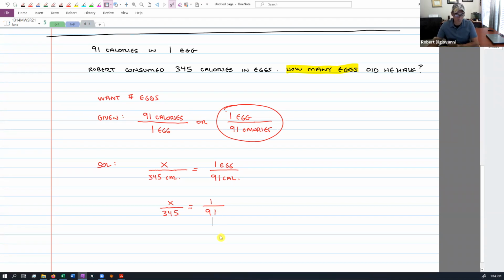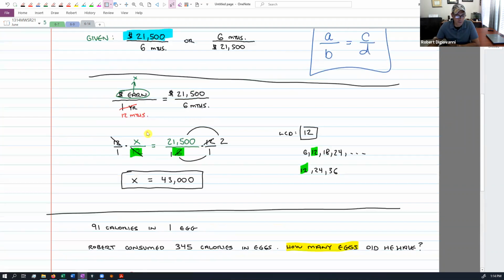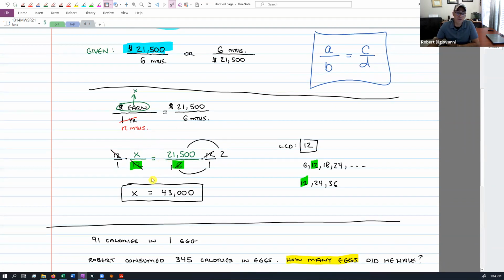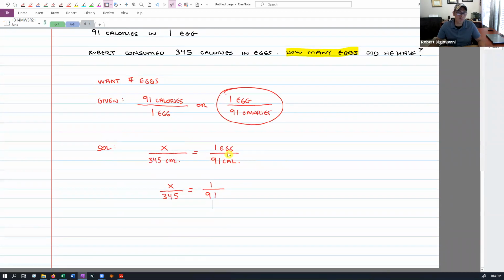Now, the technique that I used up here was the technique we learned in class where you would find the LCD and multiply both sides by the LCD, right? That's what I did in class. That's what I've shown you before. But with all proportions, there's kind of a shorter, easier way to do it. Does anyone know what it's called? When you have a fraction equal to a fraction, something you can do to solve it. It only works when you have a fraction equal a fraction.